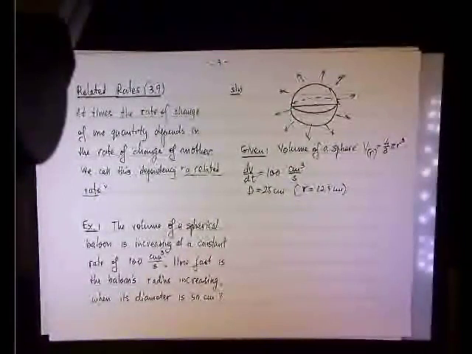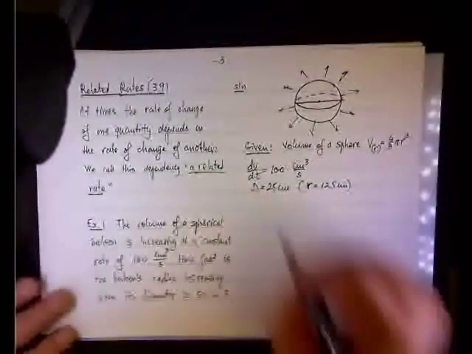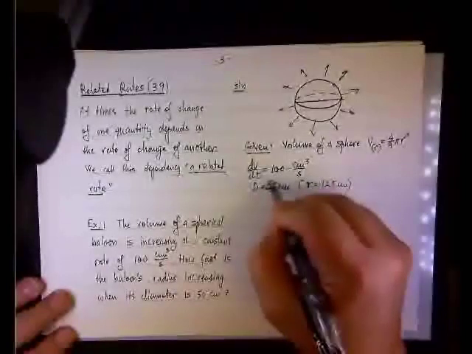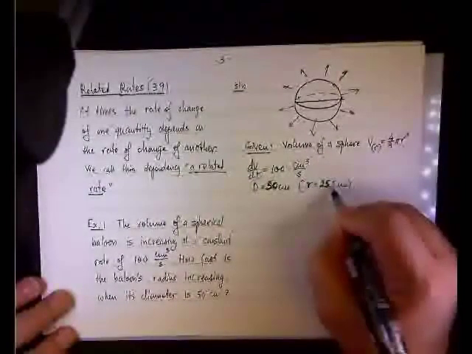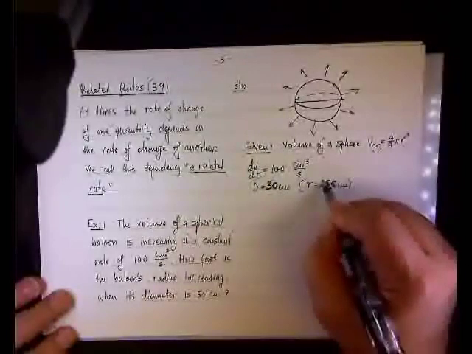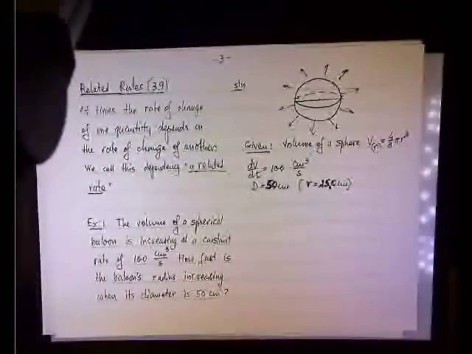I'm sorry? The diameter is 50, so the radius, I'm sorry, you're right, the diameter is 50 and the radius is 25. My brain is working in a weird way today. Okay, so the diameter is 50, the radius is 1/2 of that.